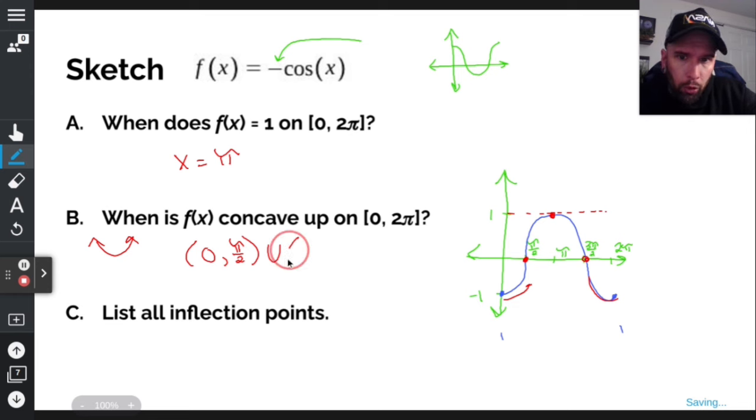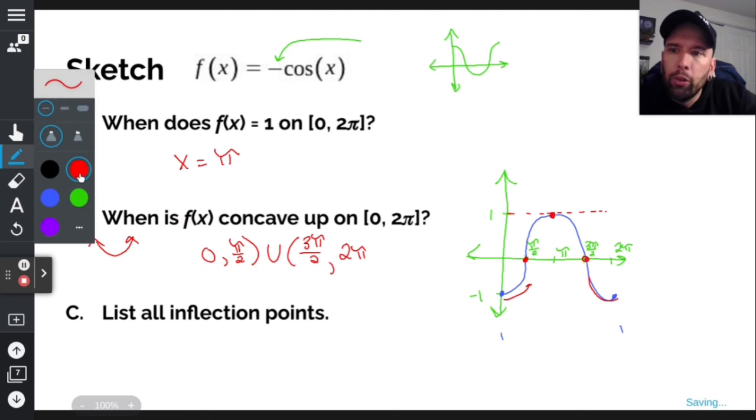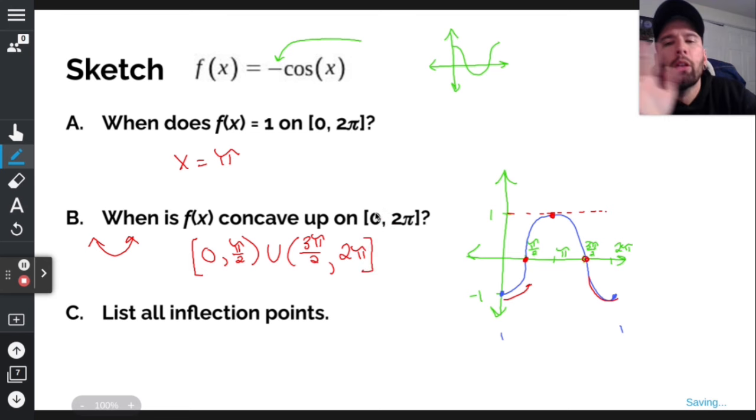Union 3 pi over 2 to 2 pi. And technically I can include 0 and 2 pi because it is concave down on those and they allow me to include them, so I'm allowed to include them there.